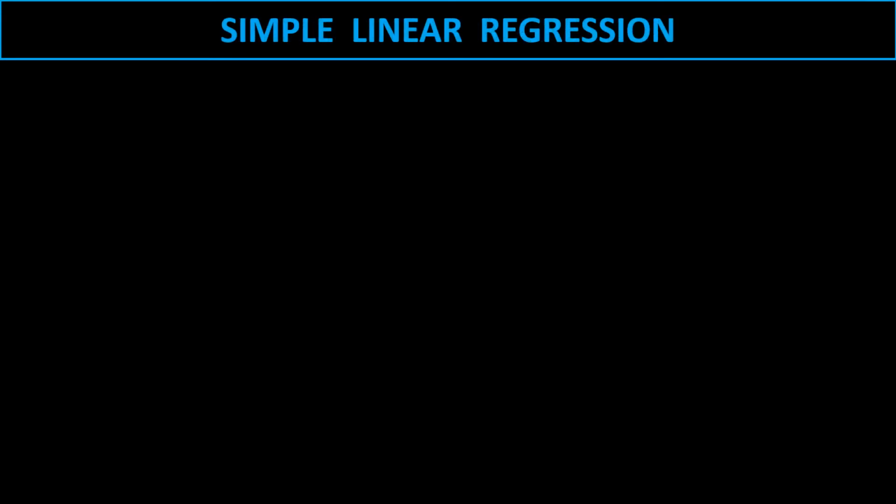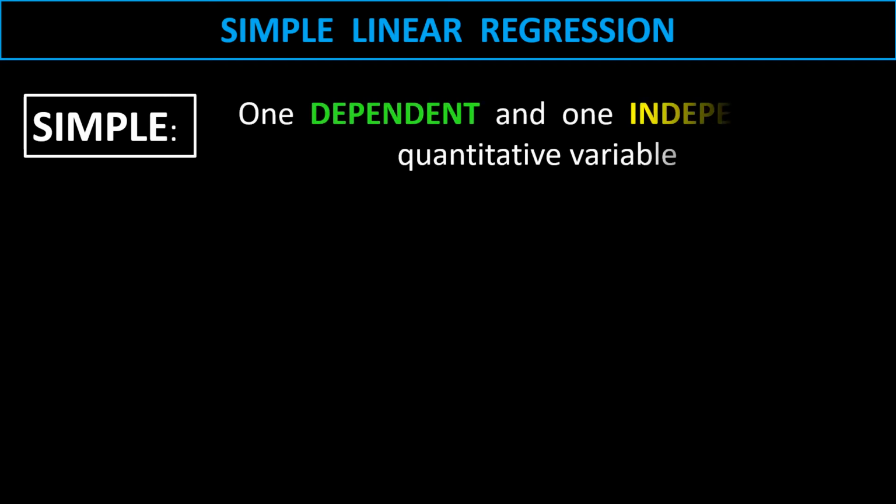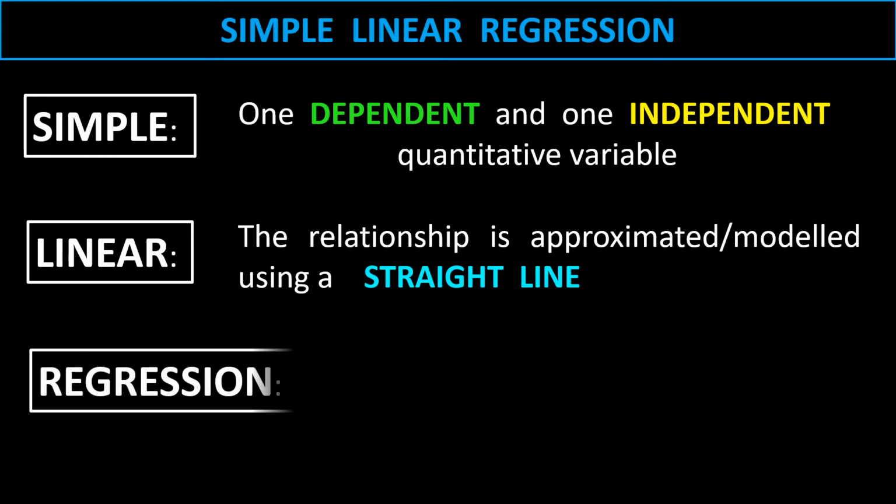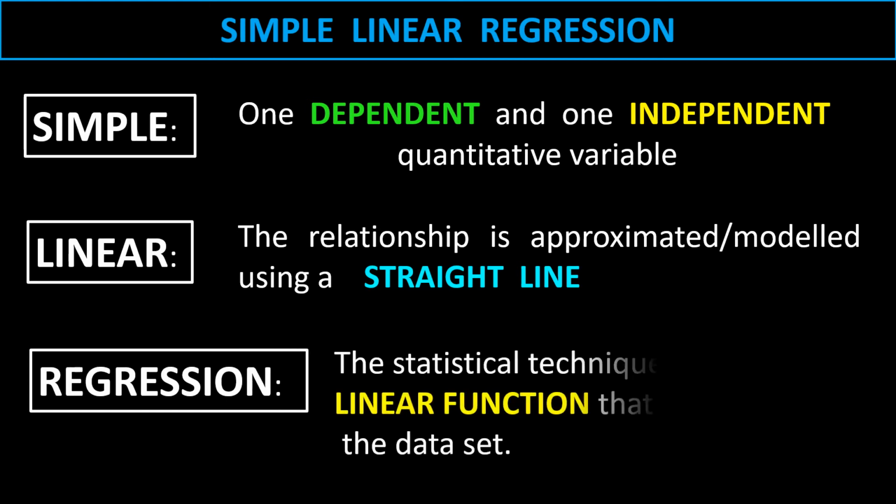Now, what is meant by a simple linear regression? Let's look at the three words, right? Simple means that there is only one dependent and one independent quantitative variable. Okay, linear, that means that the relationship is approximated, or the relationship is modeled using a straight line, linear straight line. Then what do we mean by regression? Regression is the statistical technique of finding a linear function that best fit or best suits the data set.